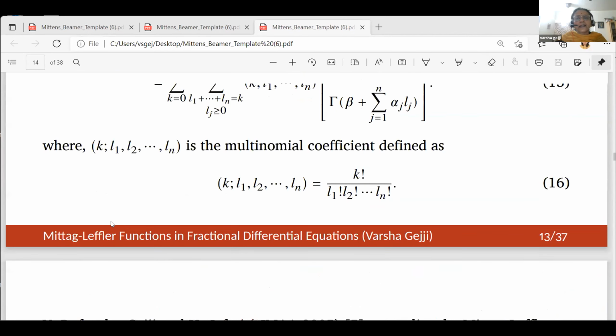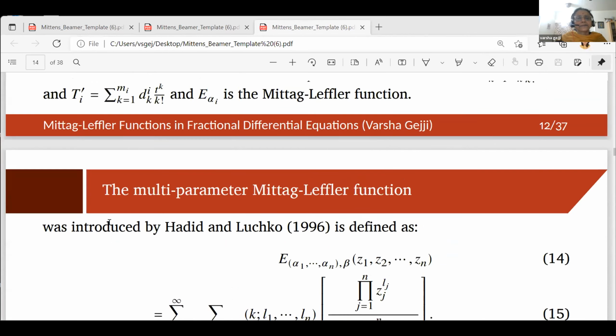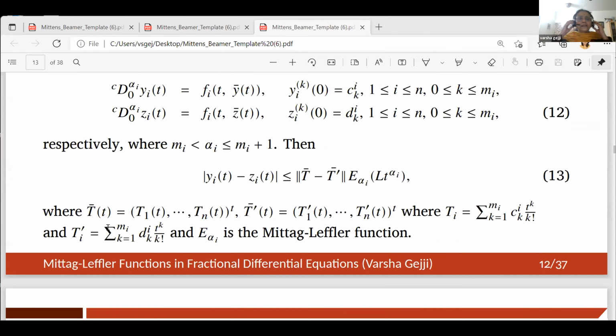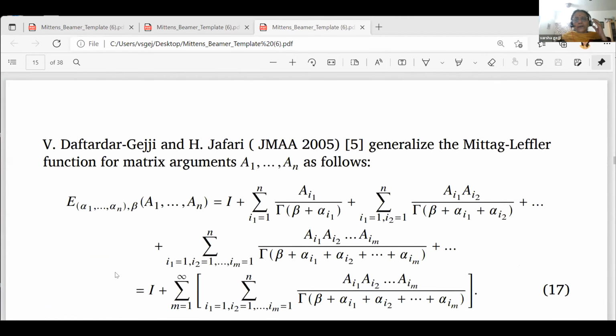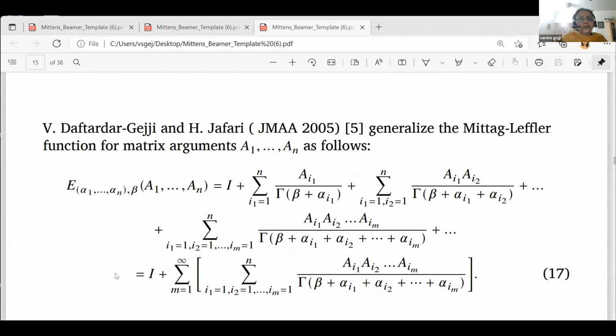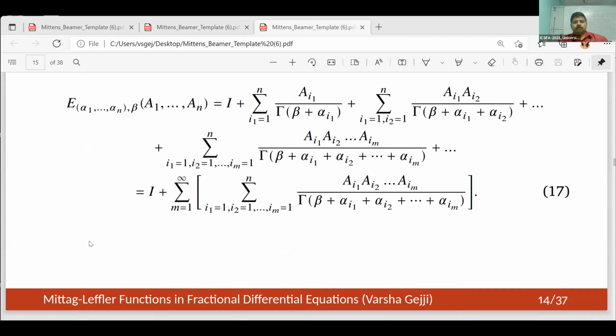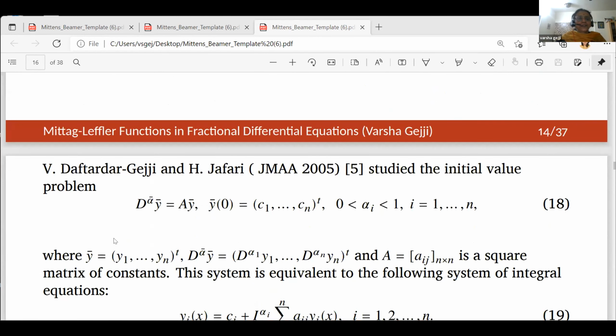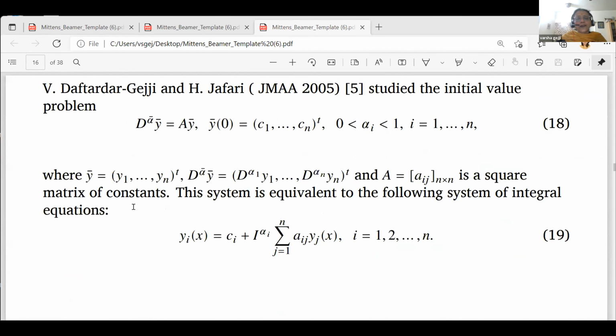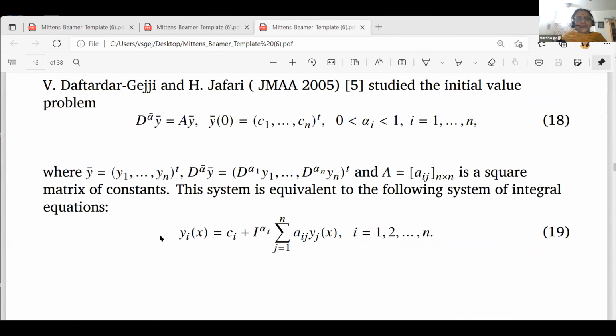Is this the generalization? After multi-parameter. Yes, okay. So this is the generalization for matrix arguments. And very interestingly, one can see that this fits in when I consider such kind of system. Its solution, when I try to find out, this system of equations is equivalent to this system of integral equations.